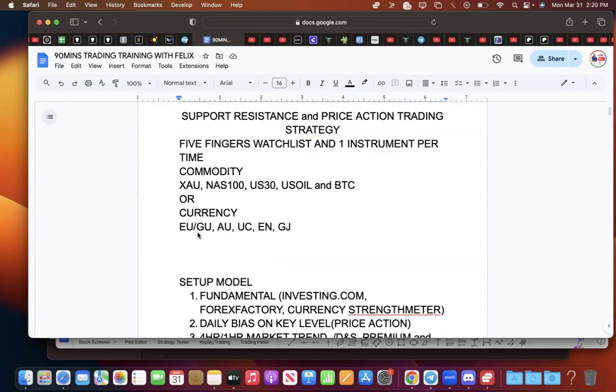In currency, you have EUR/USD, GBP/USD, so this is GU, AU, AUD/USD, USD/CHF, EUR/SGD, and then GJ, that's GBP/JPY. Of course, there is this other one too that can be good for you, UJ, if you want to add.